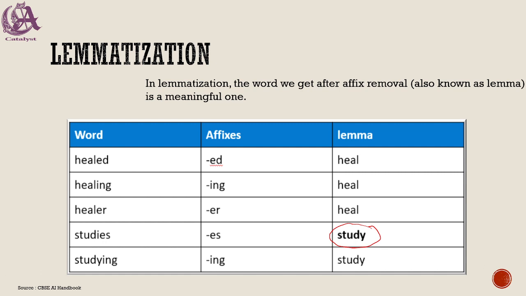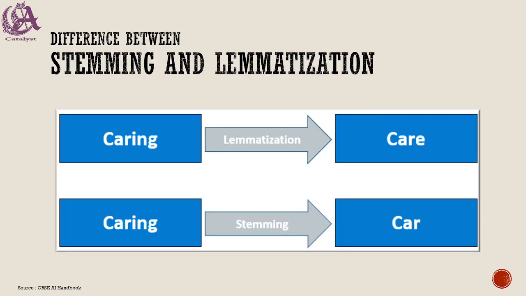So here is the difference. To see the difference with one more word, let's check this. Here, if you see caring, we are using lemmatization, so we get the word care, which gives the correct meaning. After lemmatization, this word is correct. Now if we do stemming on caring, it becomes car. So the meaning entirely changes.